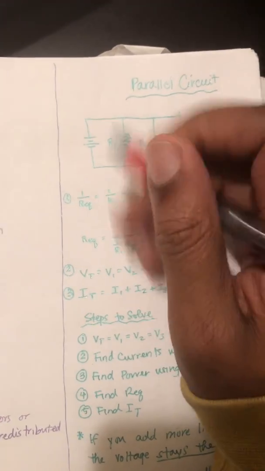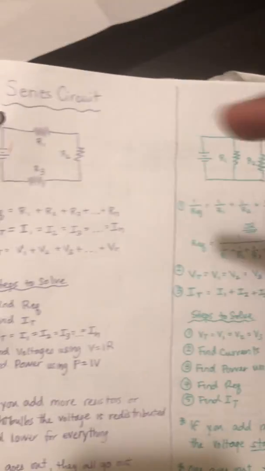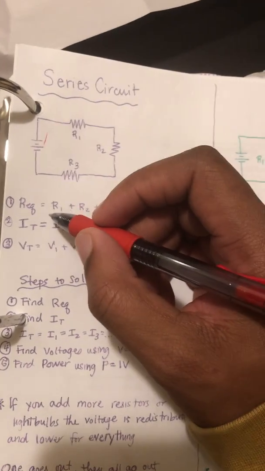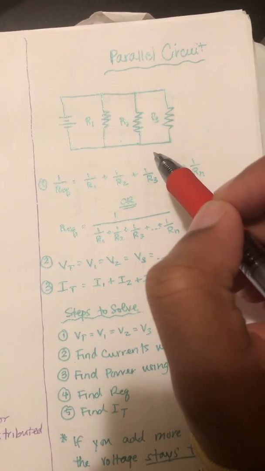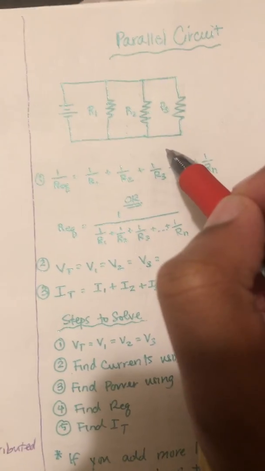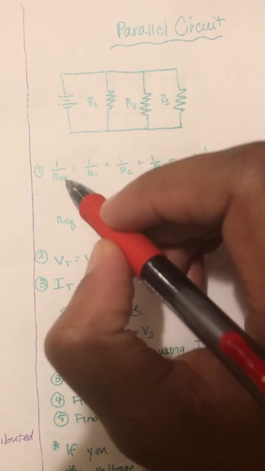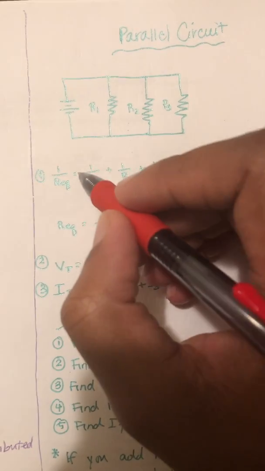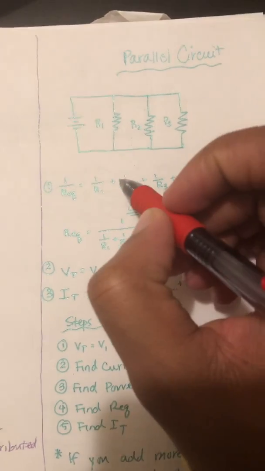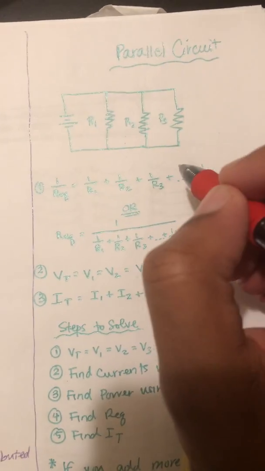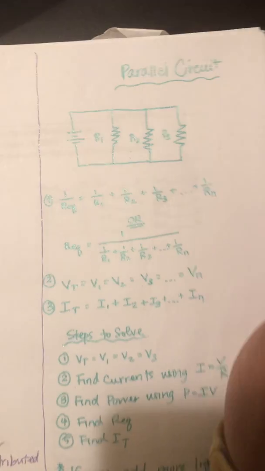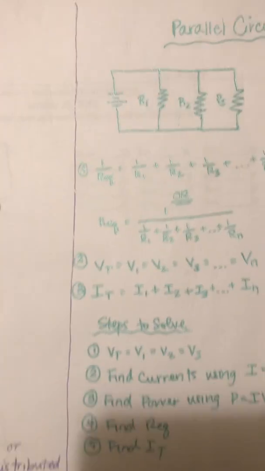Now, the first thing I want to talk about is the equivalent resistance. So over here, to find the equivalent resistance, we just did R1 plus R2 plus R3. We cannot do that with this configuration. For the equivalent resistance of a parallel circuit, it's 1 over the equivalent resistance is equal to 1 over R1 plus 1 over R2 plus 1 over R3 plus ... all the way up to 1 over Rn.